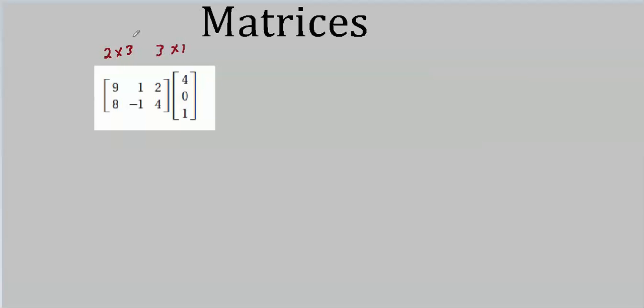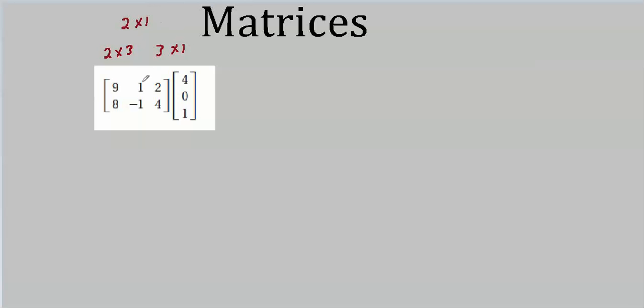In other words, the columns in the first one and the rows in the second one have to match up. And you can tell just from this that the result is going to be a 2 by 1 matrix, meaning that your resultant matrix should have 2 rows and 1 column. Let's see what happens.